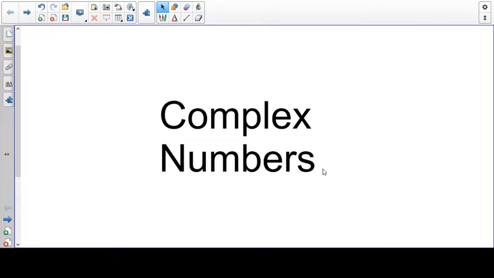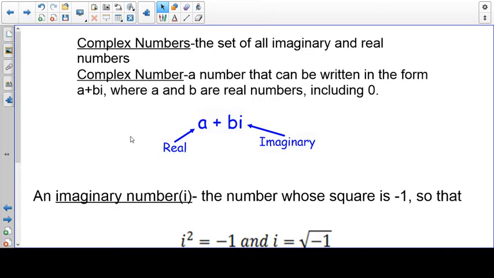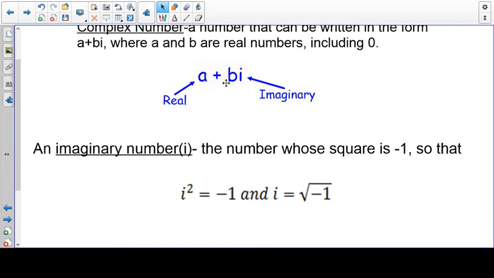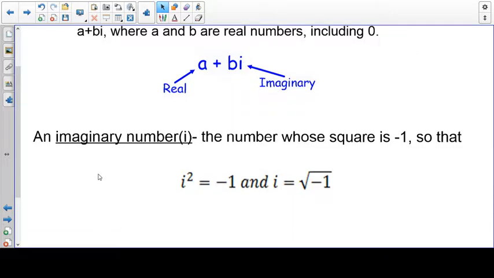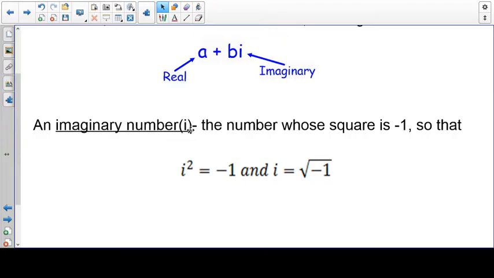Alrighty, so today we're going to go ahead and talk about complex numbers. Complex numbers are the set of all imaginary and real numbers together. A complex number is a number that can be written in the form a plus bi, where a and b are real numbers, including 0. The real part is a, the imaginary part is the i. And imaginary number i is a number whose square is -1, so that i squared is -1, and i is equal to the square root of -1.